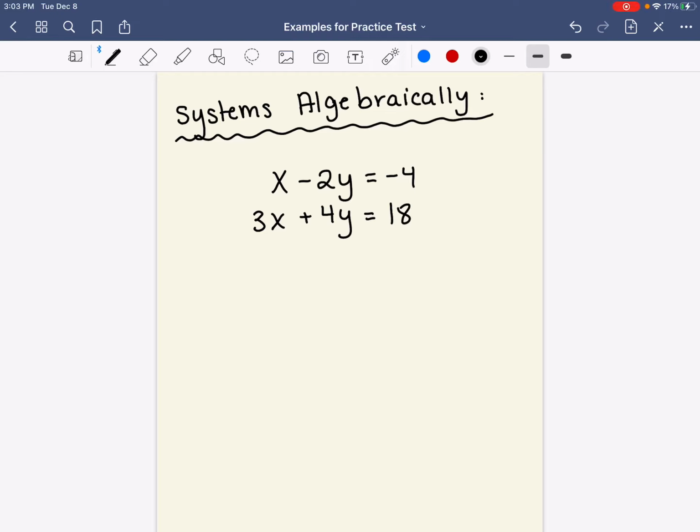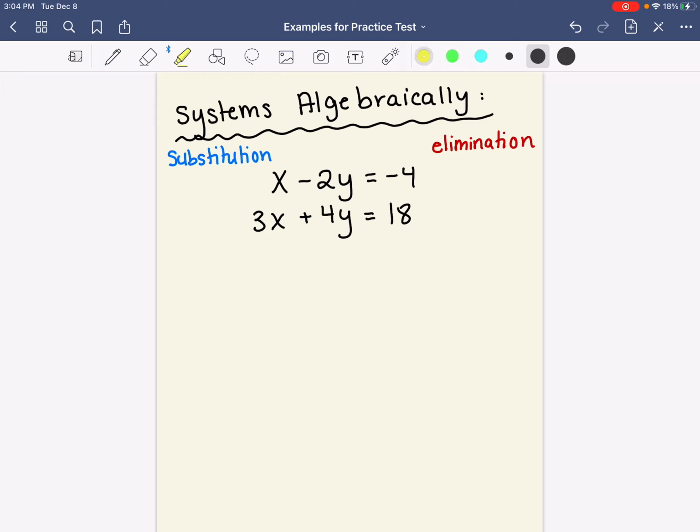There's two ways to solve a system of equations algebraically. You can solve the system by substitution or by elimination. You might have a preferred method.